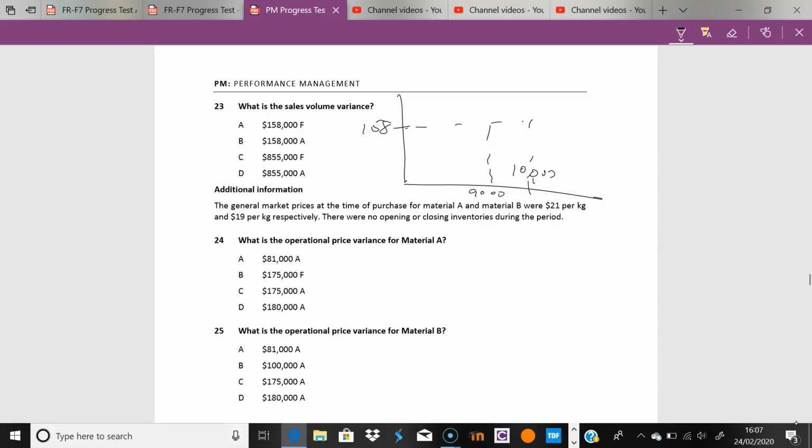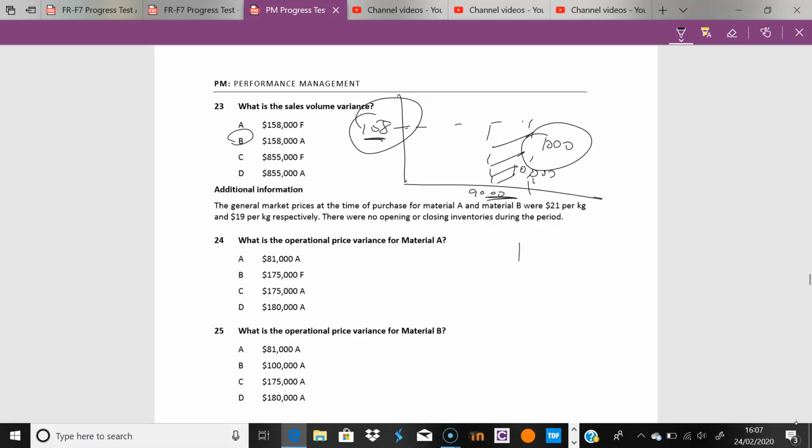This question is just asking about the sales volume. That's the volume, 1,000 units less than you plan to sell at this contribution, which brings you to 158,000 adverse. Just draw your graph, clearly eke out what your contribution will be. Look at the volume change, and you're there. Great, and that's that.